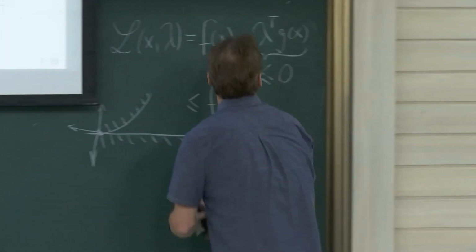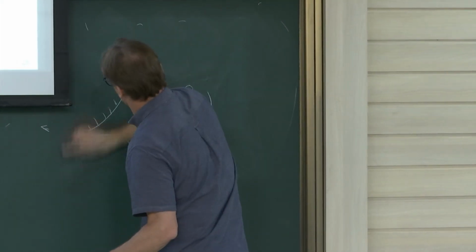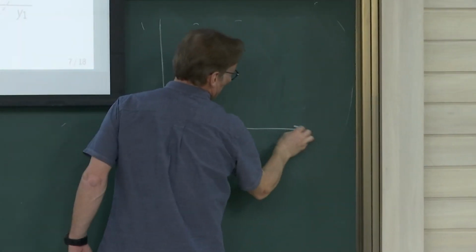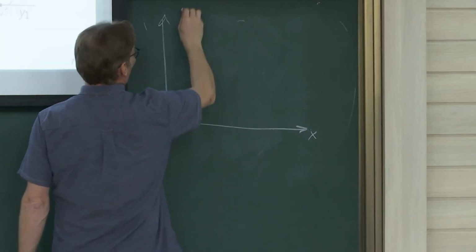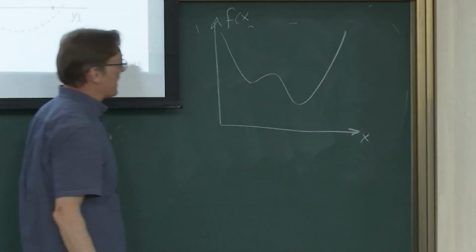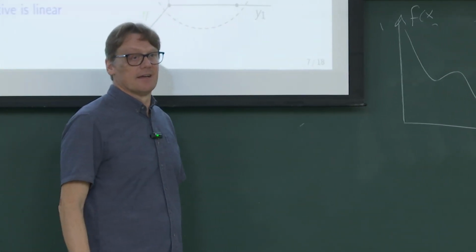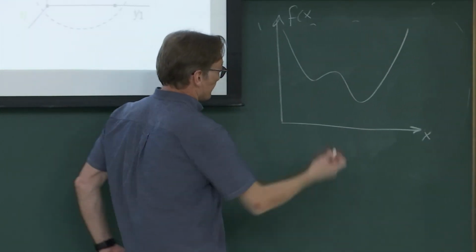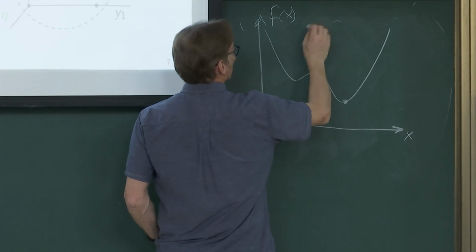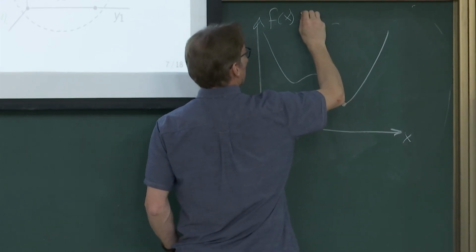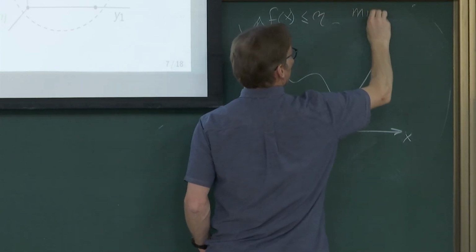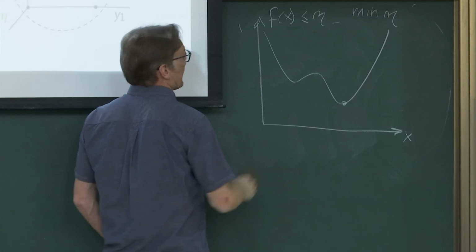I'll draw a quick picture over here. Let's assume I have a problem with just one variable, f of x, and it doesn't have to be convex, and I want to minimize f of x. Then you can find the global minimum there. I can also write this now as minimizing eta subject to eta lying above the function.